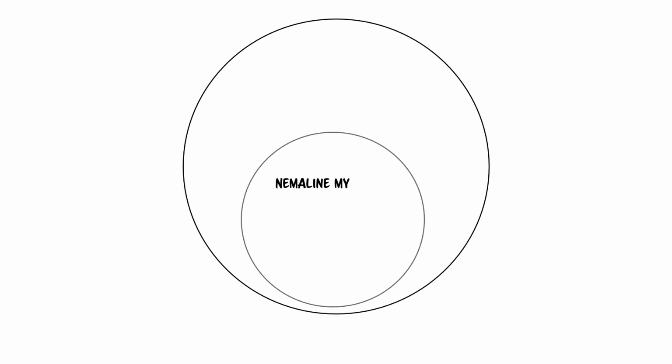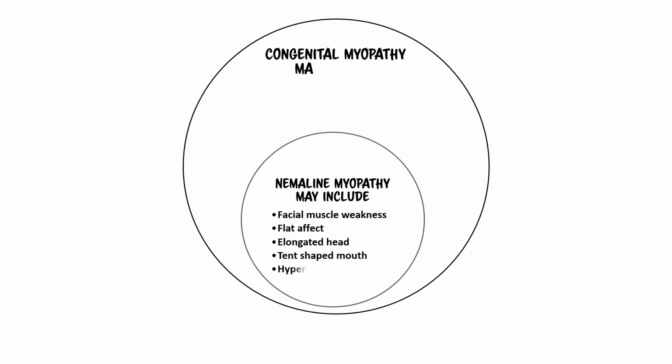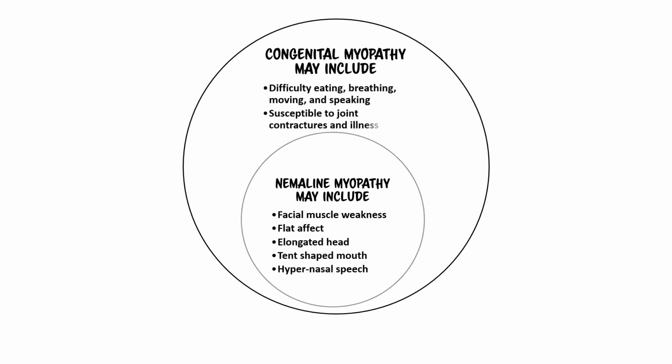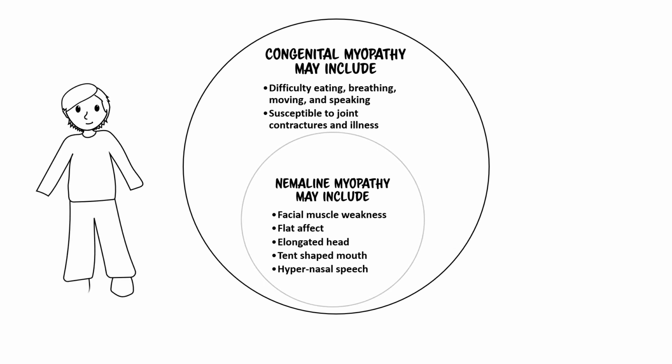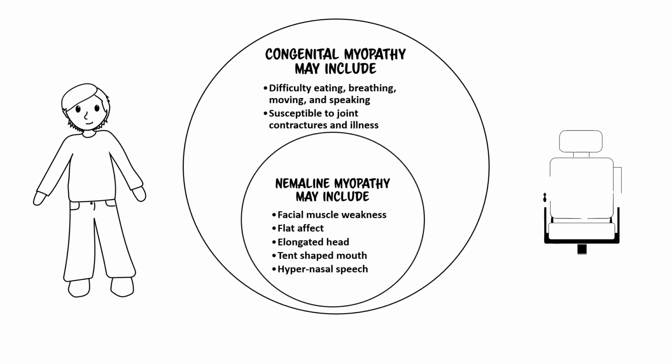The boundaries between different types of congenital myopathy are blurred and overlapping. Nemaline myopathy is like other congenital myopathies in that there are difficulties with basic physical activities, like breathing, moving around, eating, and perhaps speaking. They usually have very low or absent deep tendon reflexes and easily fatigue.